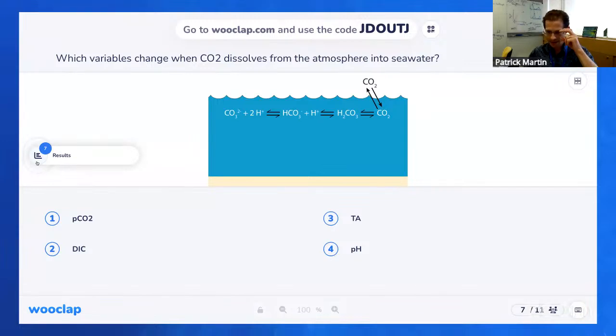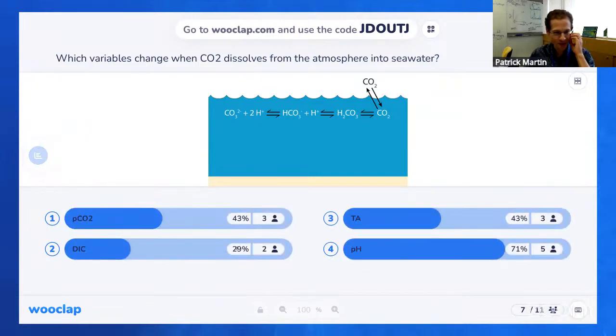Okay. I think most of you who have logged on have responded. So this was kind of what I was expecting, that we see quite a lot of responses for a lot of things. Now, I think virtually everybody agrees that the pH is going to change, and that's correct. The PCO2 will also change, though. If more CO2 dissolves into the water, then the PCO2 will have to go up, right? There's more of this dissolved CO2.